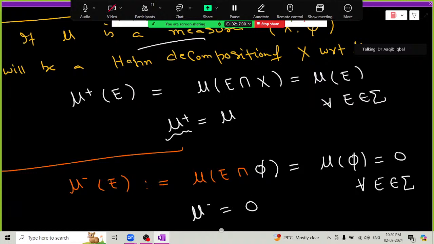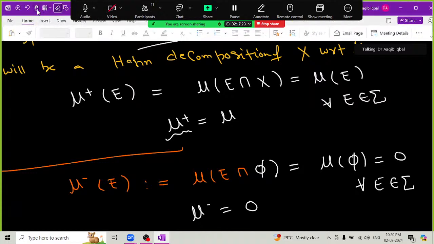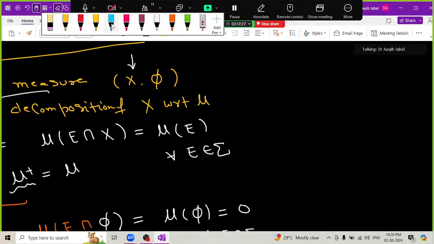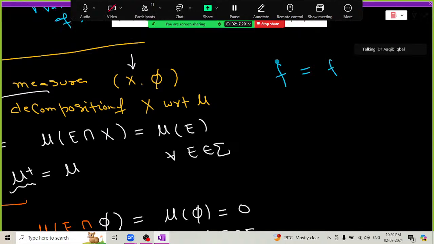So negative variation of a measure is 0. And this is reasonable. We expect this because it's a measure. इसमें कोई negative values नहीं है. So that is the reason negative variation is 0. ये बिल्कुल वैसी ही जैसे आप फंक्शन को डिकम्पोज करते हैं ना. You have a function f. You decompose the function as f plus minus f minus. यहाँ भी बिल्कुल वही हो रहा है.